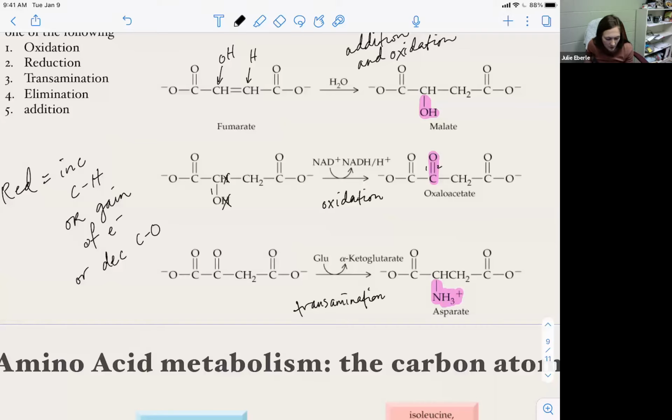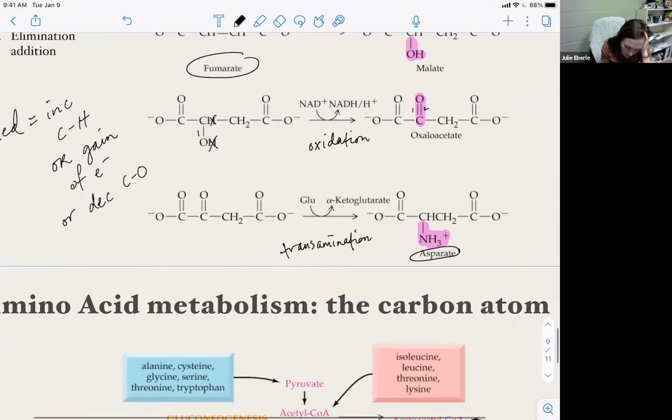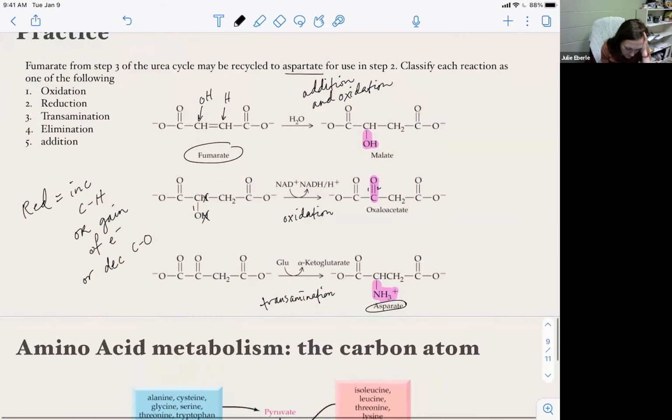Okay, so glutamate reacts with it. You get recycled alpha ketoglutarate and you end up with aspartate. So that's how fumarate is turned into aspartate. And then it can just feed back into step 2 of the urea cycle.